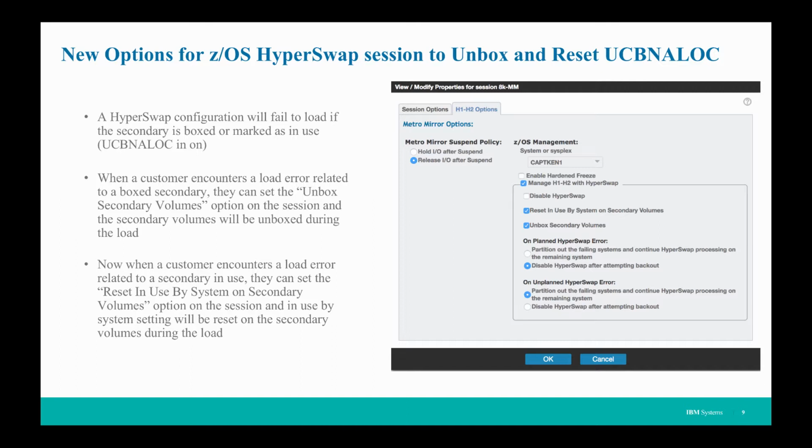But I should repeat that the recommendation is to leave those off by default, like they are, and only use these in the case that they actually hit an error, so that once they hit the error, they can confirm that there is not an actual issue on those secondaries, that they're not boxed for a given reason, for example. And once they've confirmed that, then they can check those, reissue the load, and they should be good. They shouldn't have to go manually unbox them, etc.